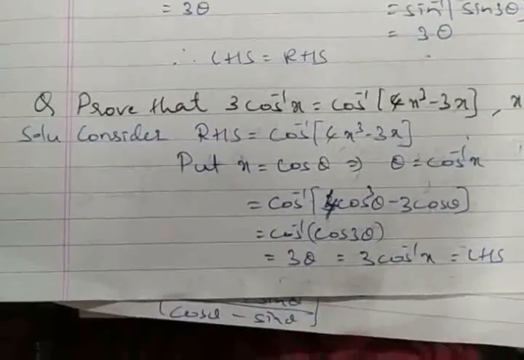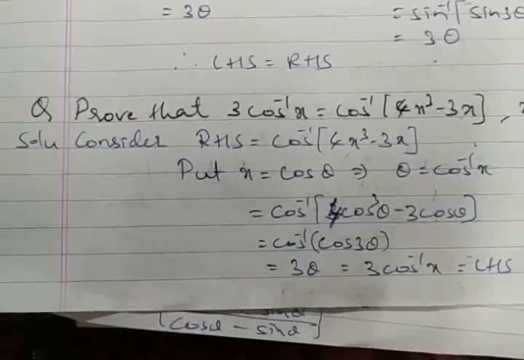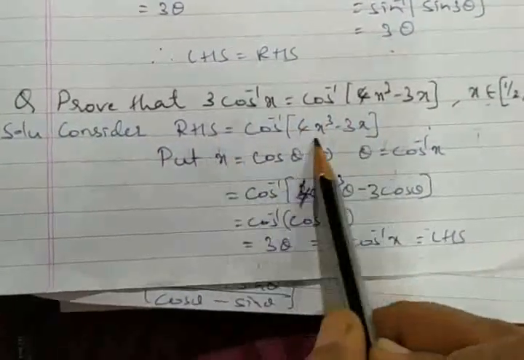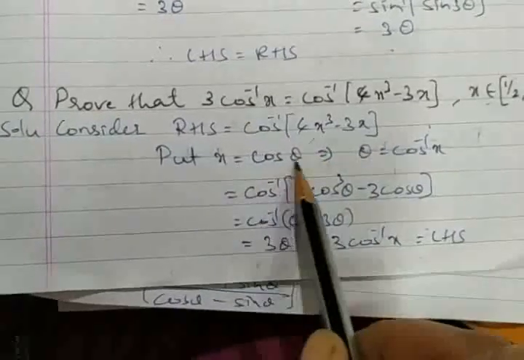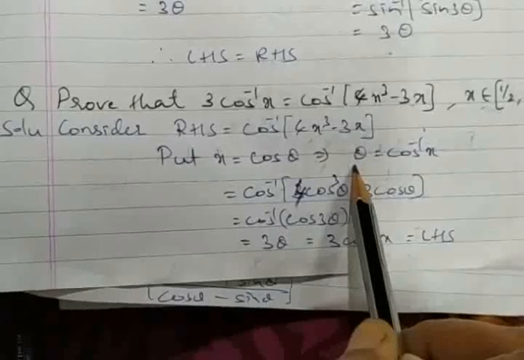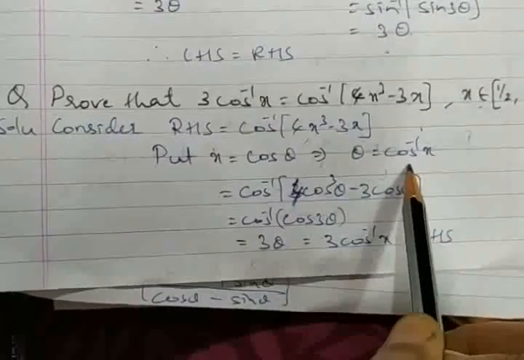Yeah, welcome back. And in the previous video, I gave this question as homework. So to begin with the solution part, starting with RHS, substitution method. Put x is equal to cos theta. Theta value you need to discuss here, that is cos inverse x.